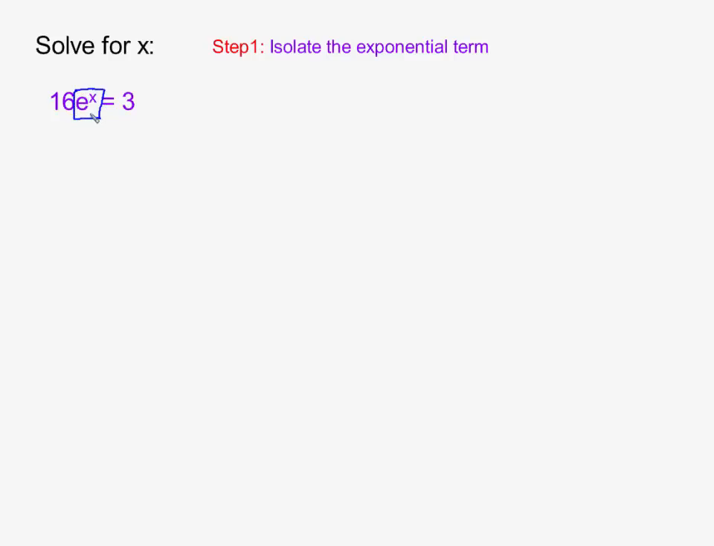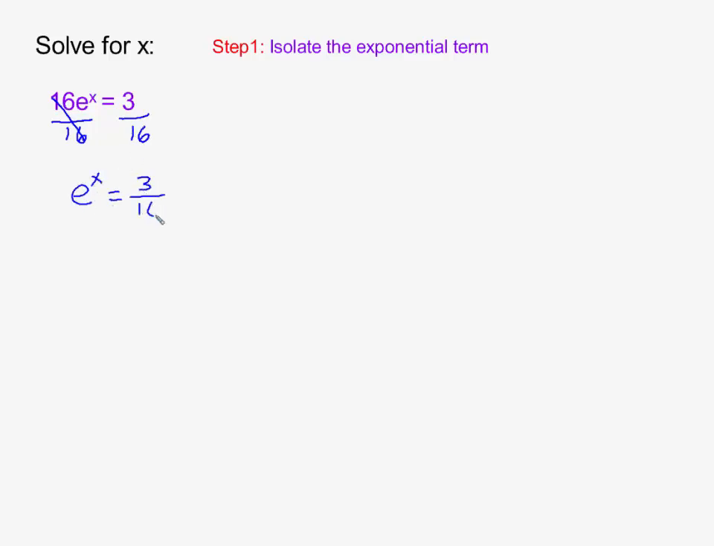That would be this. Isolate just simply means to get it by itself. So we need to get the 16 to the other side. Since the 16 is being multiplied, we will divide both sides by 16. Over here, 16 divided by 16 is 1, so we're left with 1 times e to the x, which is e to the x, equals 3/16.